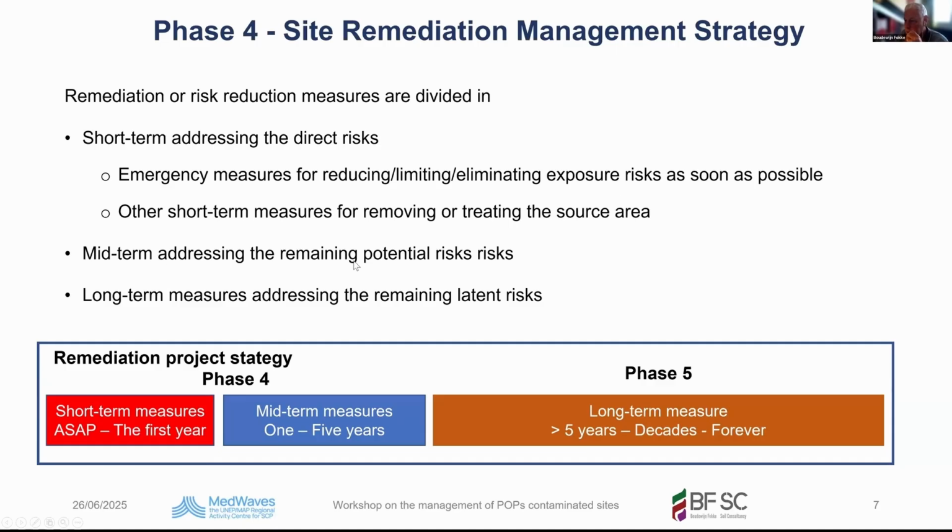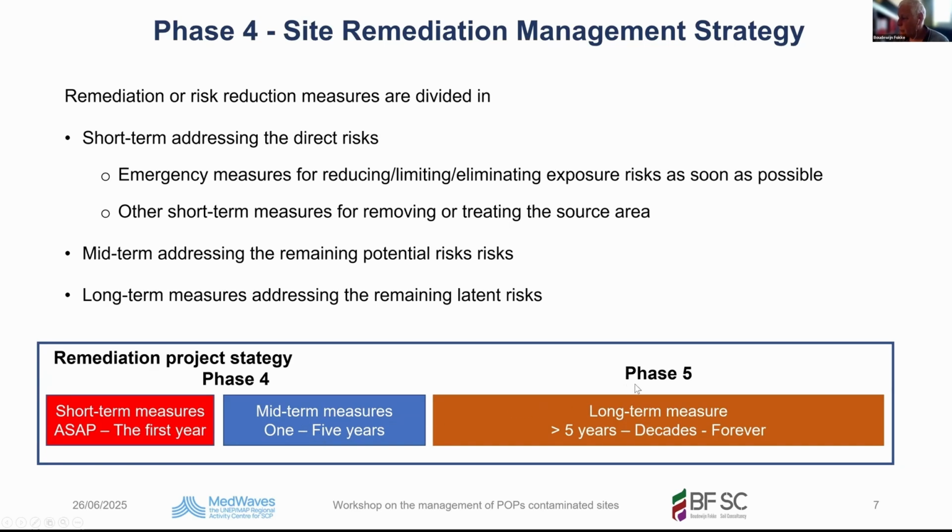Mid-term measures address the remaining potential risk, long-term measures address the remaining latent risks. And here is the strategy. So phase 4, the remediation itself, is often short and mid-term measures. Short-term measures come after we have finished the remedial assessment, phase 3, and address the emergency or the direct risk, and they should be addressed as soon as possible. And the other short-term measures in the first year. Then you have the mid-term measures, remediation, and so on, 1 to 5 years.